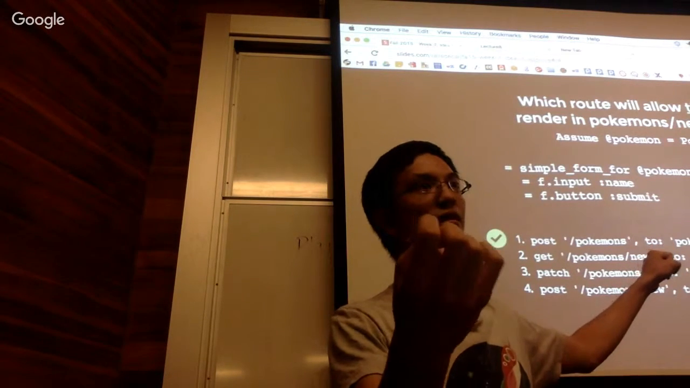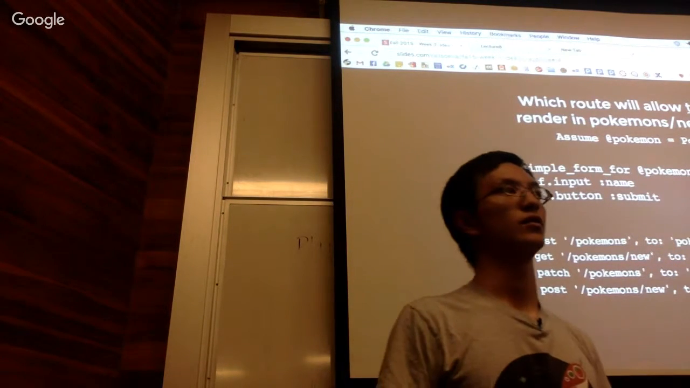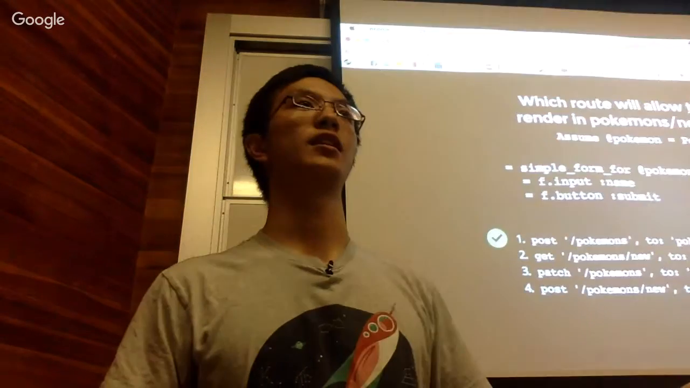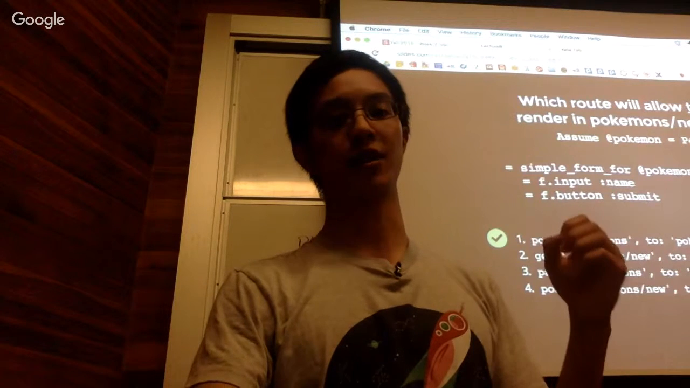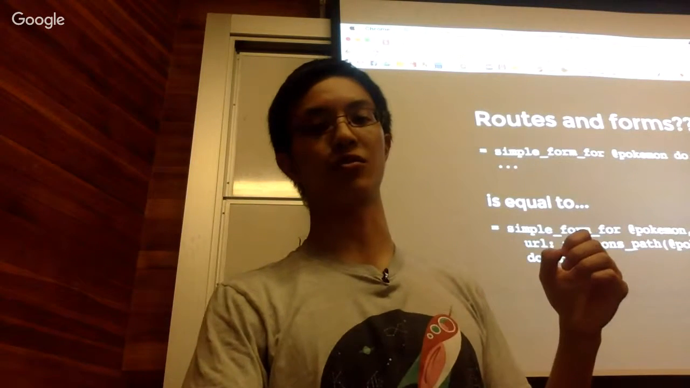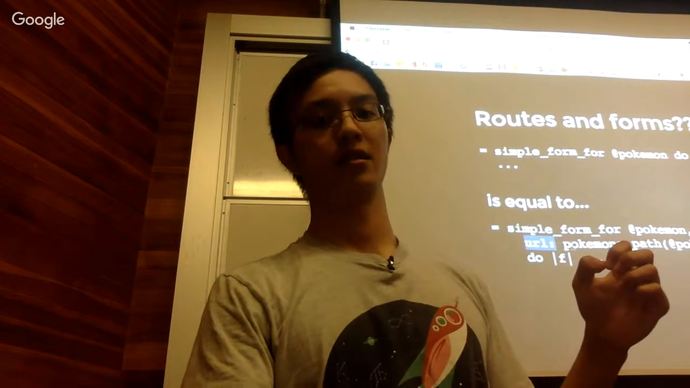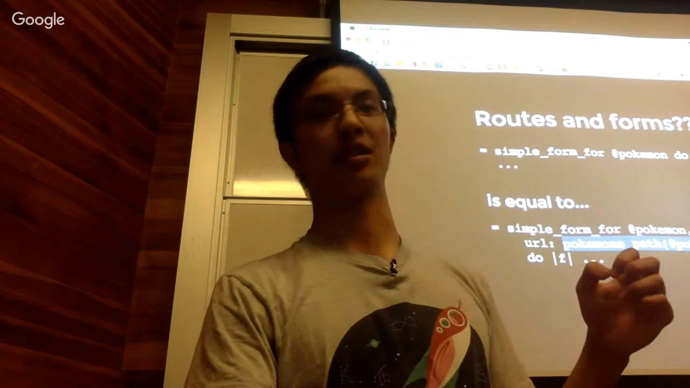Oh, I see. That's right. So when the form sees that the route doesn't exist, it'll error, unless you tell it otherwise. So you can say exactly which route you want the form to go to if you want to make it customized. By default, it'll do this, the Pokemon's path.